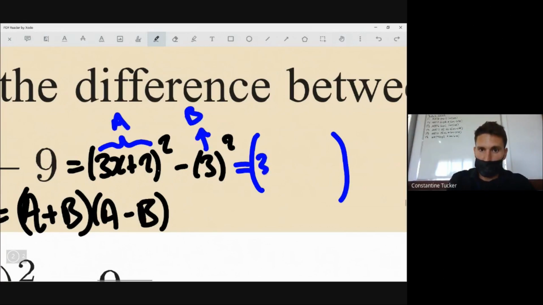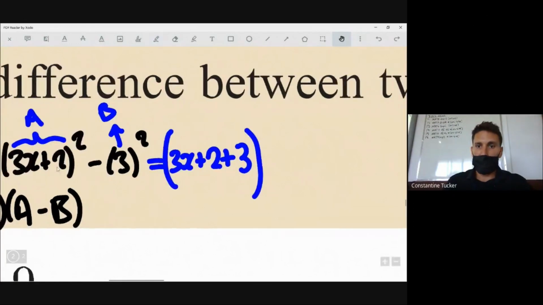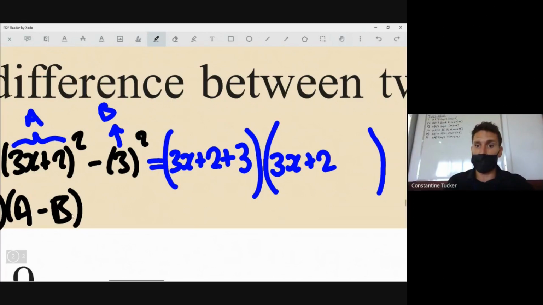So inside the first pair of brackets we put this 3x plus 2, and then we need to put plus b in there. So plus 3. And then in the second pair of brackets, we need to do a minus b. So we'll have the entire thing, 3x plus 2, and then we put the minus b, which is minus 3. Brilliant. That's pretty much it.